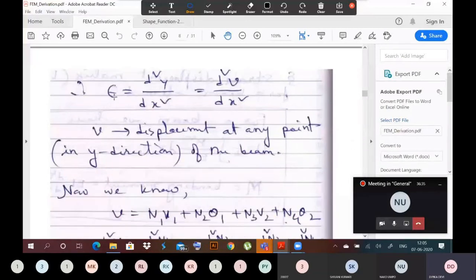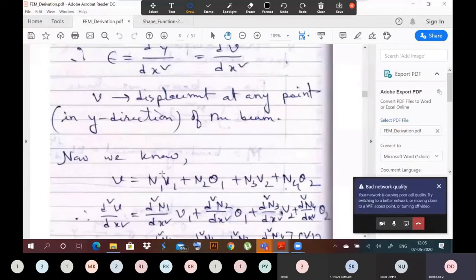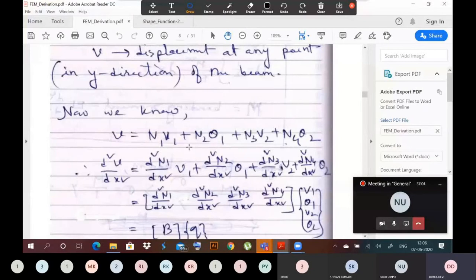Now what is v? For a beam, I hope the internet is okay. For a beam, v is equal to N1 v1 plus N2 theta 1 plus N3 v2 plus N4 theta 2. That I have already discussed. v is a function of the degrees of freedom of an element. For a beam element, we have 4 degrees of freedom: v1, theta 1, v2, theta 2. So v is written as N1 v1 plus N2 theta 1 plus N3 v2 plus N4 theta 2, where N1, N2, N3, N4 are the shape functions that we have already derived for a beam element, right?